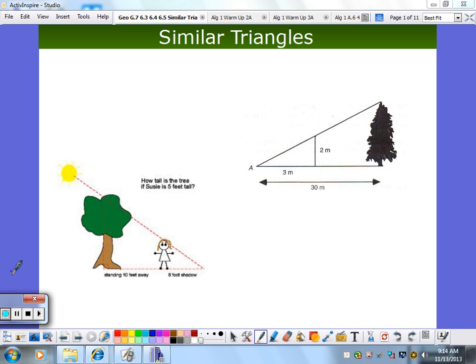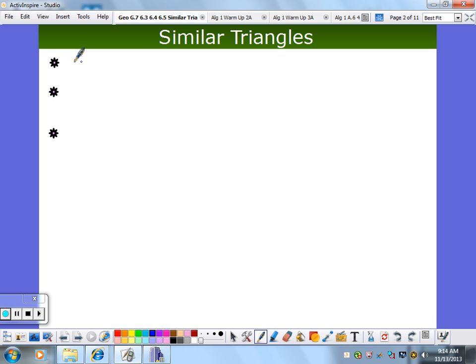So we're looking at these similar triangles. This is the kind of problem we're going to be solving. We are very concerned with how tall trees are, things like that. Similarity is using proportions to find missing information, so we're going to be looking at how to do that. So let's see here. Here it is.